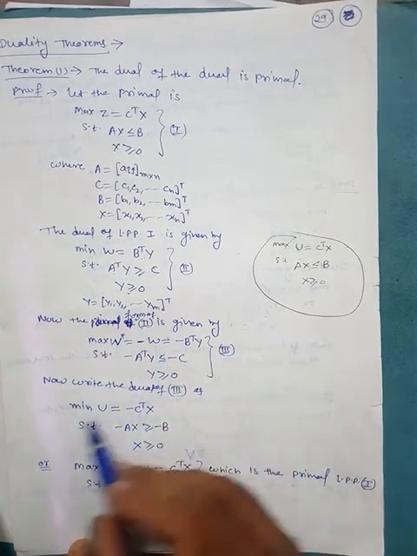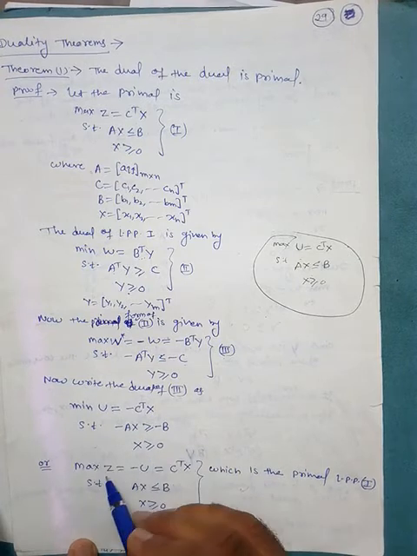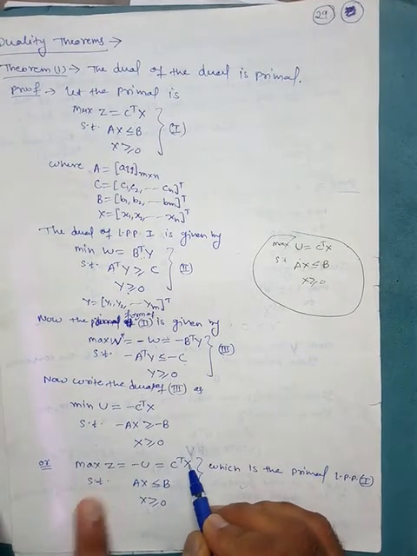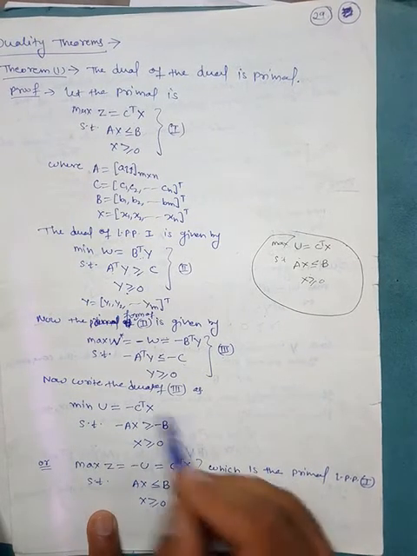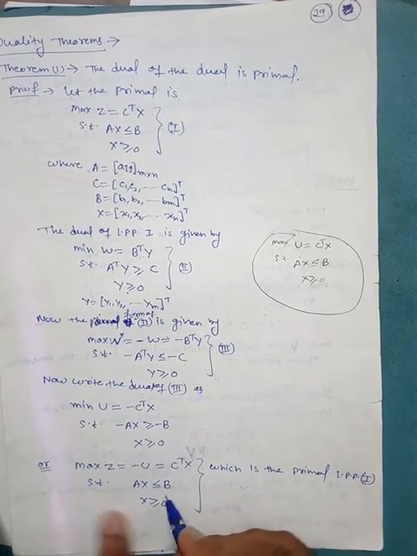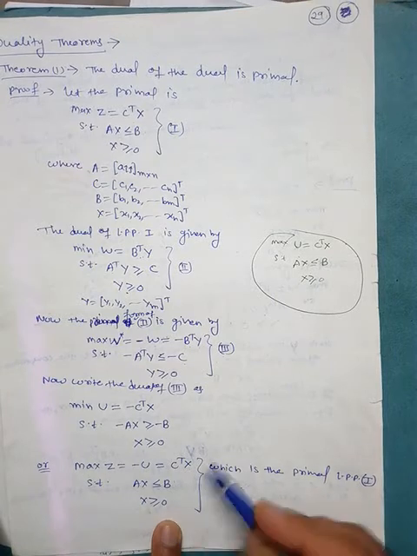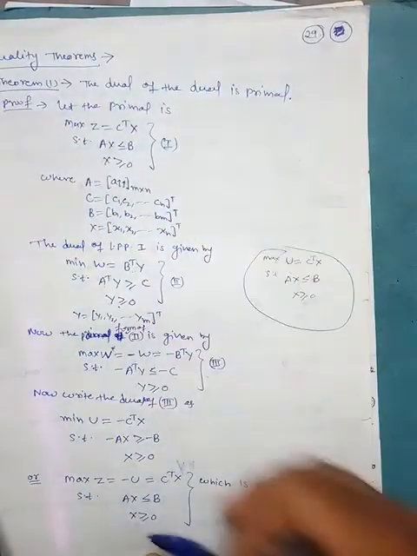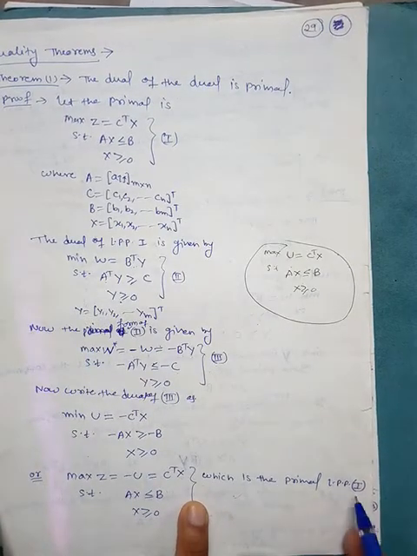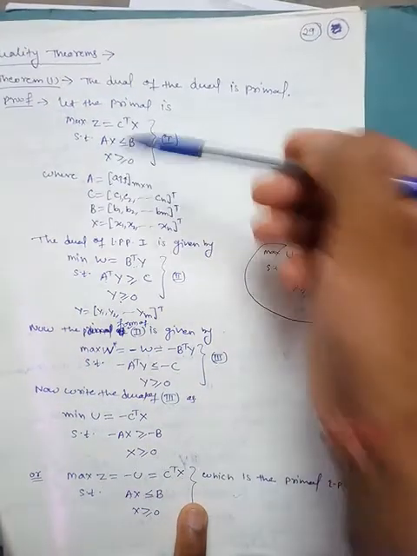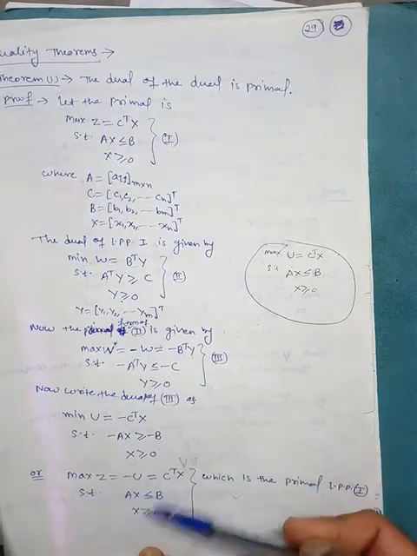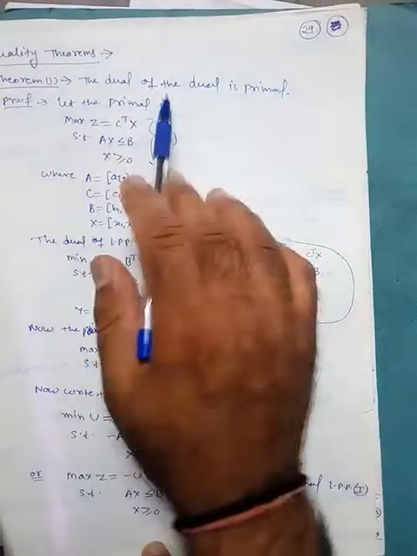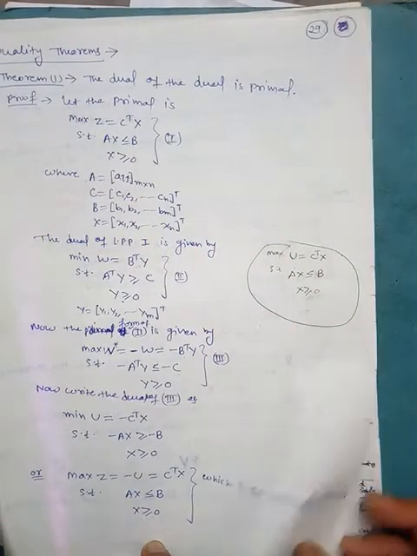Again revise this by multiplying by minus sign. So maximum of z is equal to minus u, which is nothing but c transpose x, subject to this, again multiplying by minus sign, Ax is less than or equal to b and x is greater than or equal to 0. So you will see that this is nothing but the actual primal. Both are the same, and hence we can say that we made the dual from the primal, and again made the dual from the dual, and we get the actual primal. So this is the theorem: the dual of the dual is primal.